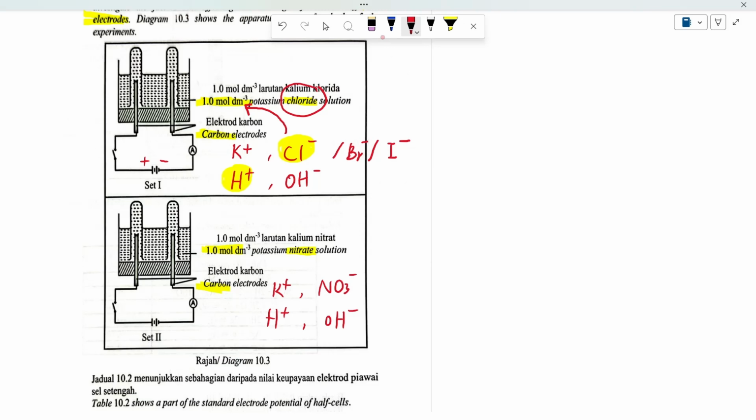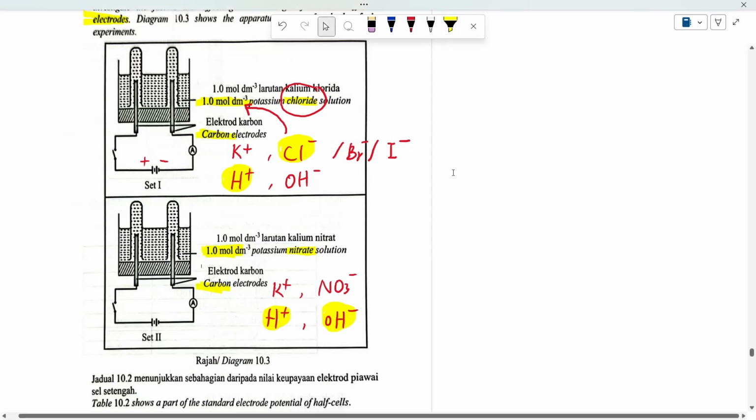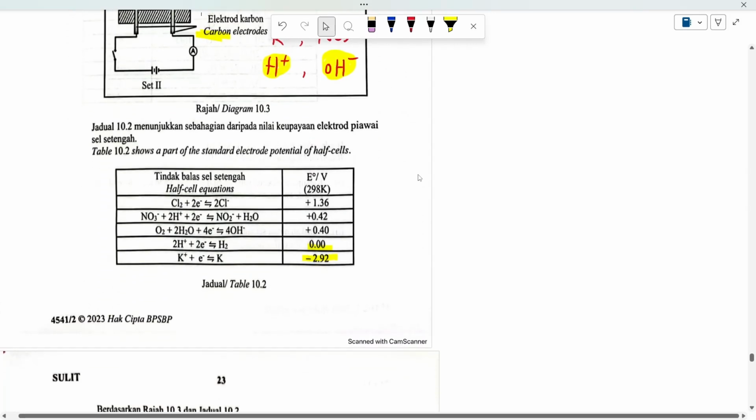Now how about this? Potassium and hydrogen, still hydrogen. But this one, nitrate and hydroxide? Hydroxide. So even though here is concentrated, we will not choose the nitrate. Only these three will be selectively discharged: chloride, bromide, and iodide. So what is the question?